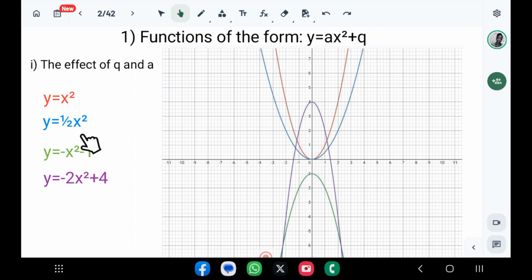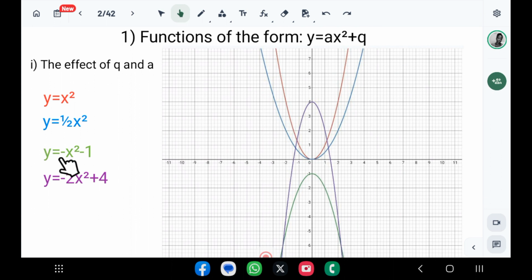Now, the effect of a on this graph is such that if your a is positive, then your arms look up. If your a is negative, your arms look down. The effect of q is such that if your q is positive, then it means your graph is shifted up. And if your q is negative, your graph is shifted down.